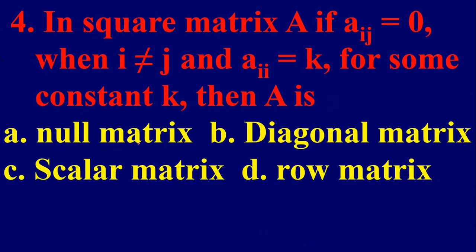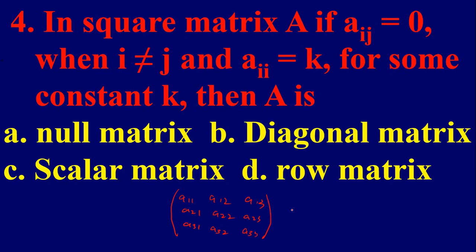Next question. In a square matrix A, if Aij equal to 0 with i not equal to j and Aii equal to k for some constant k, then A is a null matrix, a diagonal matrix, a scalar matrix, or a row matrix. Here it is given Aij is 0 when i is not equal to j and Aii equal to k, some constant. Then what is the matrix A? Here we can write a matrix with A11, A12, A13, A21, A22, A23 and A31, A32, A33.